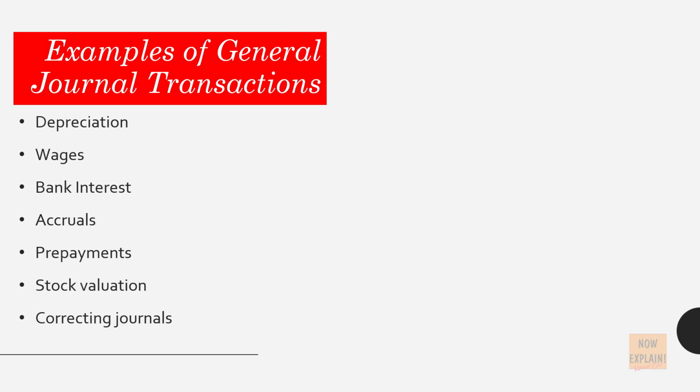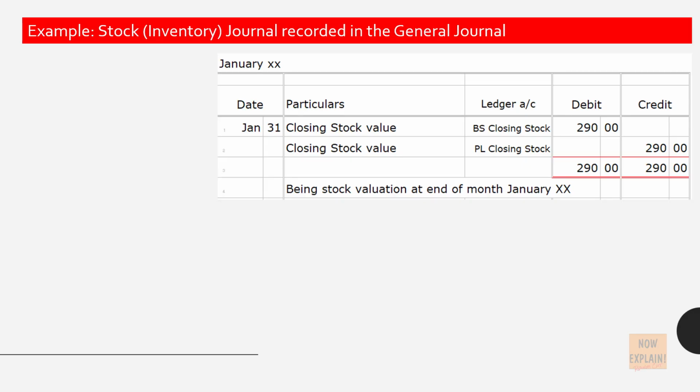Examples of general journal transactions: depreciation, wages, bank interest, accruals, prepayments, stock valuation and correcting journals. So none of these would appear in any of the other daybooks.